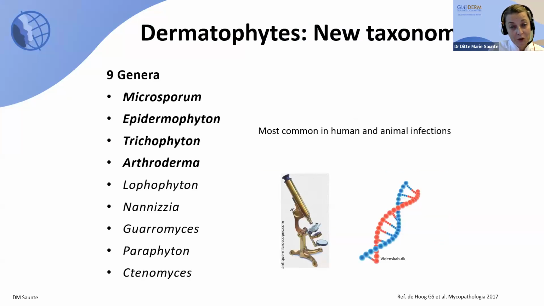By using molecular diagnostics and sequencing, new genera have now been identified compared with before. So the dermatophytes have now got a new taxonomy. Here you see the names of the 9 genera, where the highlighted ones, Microsporum, Epidermophyton, Trichophyton, and Nannizzia, are the most common, which are isolated in humans and animals. So they are still the most common ones, but you should just be aware that there are other genera.